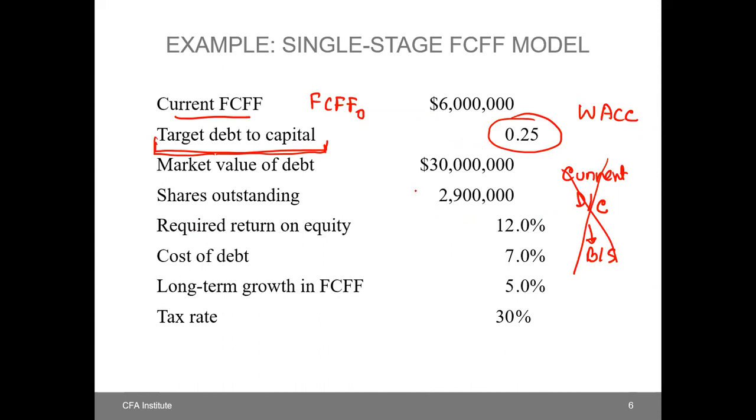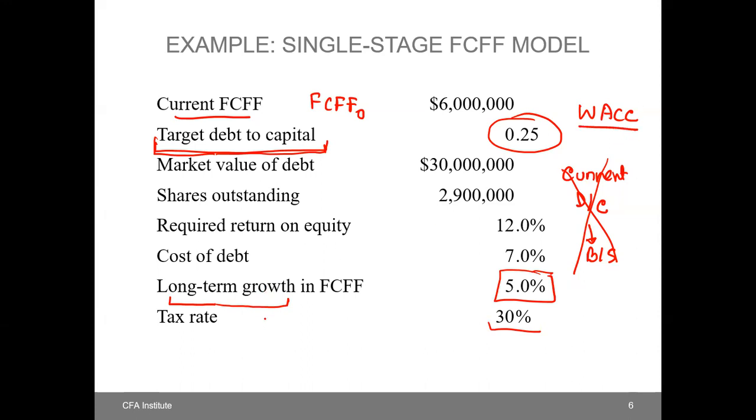Okay. Then we have the market value of debt, the shares outstanding, the required return on equity, the cost of debt, and the long-term growth in FCFF. So you get a sense that it will grow at a stable rate, right? That's why you see a single growth rate. You do not see multiple numbers for the growth rate. The tax rate is 30%. Now, let's try to come up with some number for WACC.